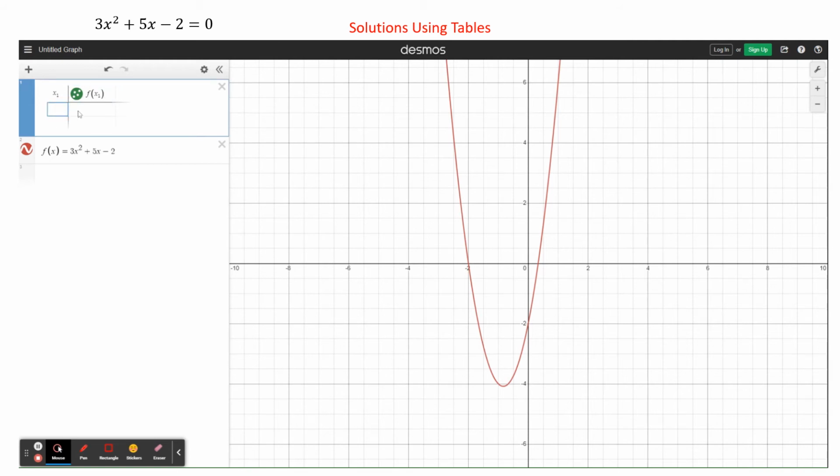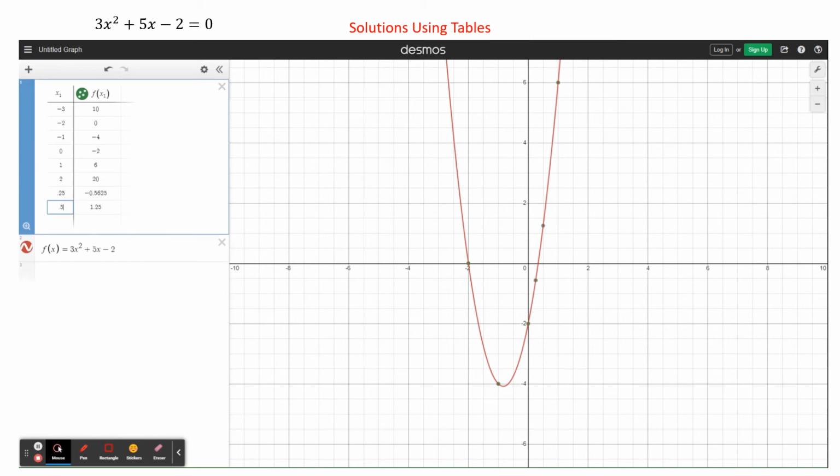And now here we can see one of our points is at -2. So let's start a little bit before that. -3, -2, -1, 0, 1, 2. And now we see that in between 0 and 1, it goes from a negative number to a positive number. It's going to hit 0 in between there.